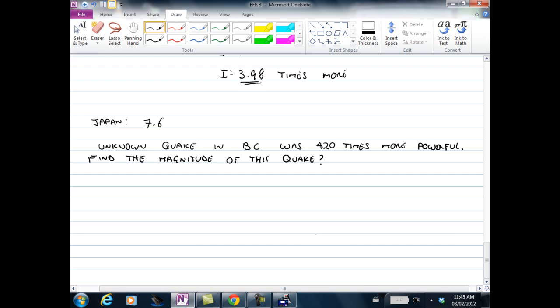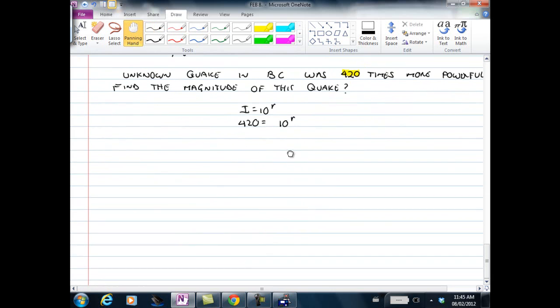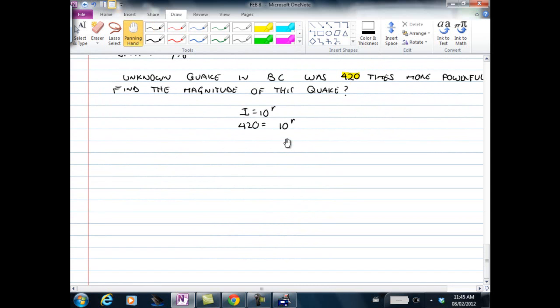So let's find R right now. We know it's 420 times more powerful, so that's my I value. I'm going to plug in I equals 10 to the power of R, so 420 equals 10 to the power of R. What does I stand for? I is your intensity, how many times more intense it is. I'm going to log both sides, because it's all about log now. So log 420 equals R log 10, and log 10 is just 1.